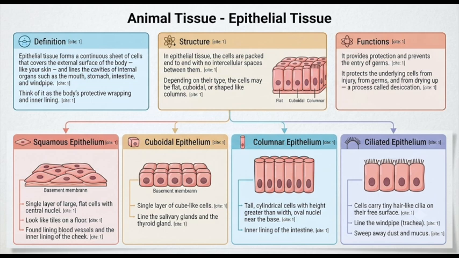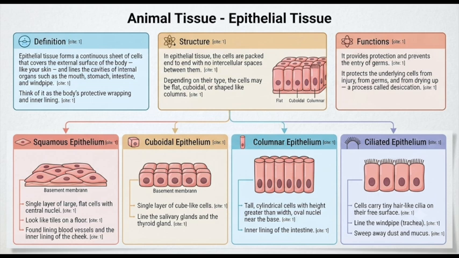Epithelial tissue forms a continuous sheet of cells that covers the external surface of a body, like your skin, and the lines of cavities of internal organs such as mouth, stomach, intestine, and windpipe. Think of it as the body's protective wrapping and inner lining.